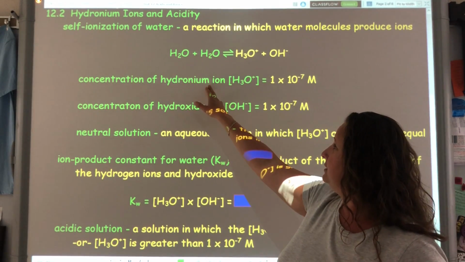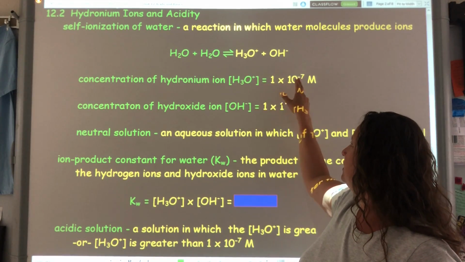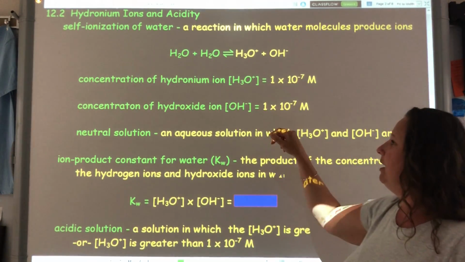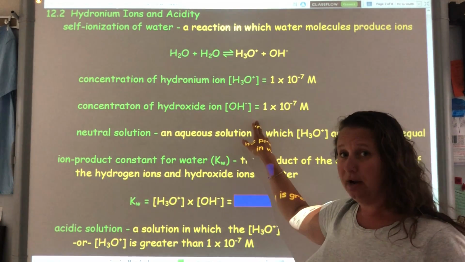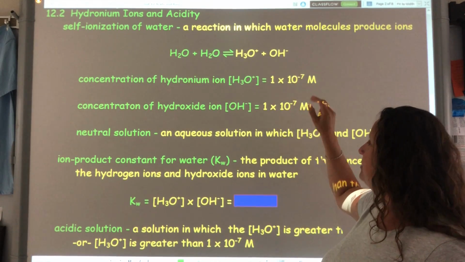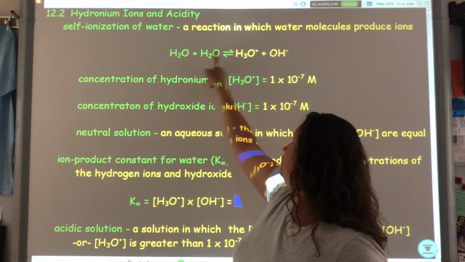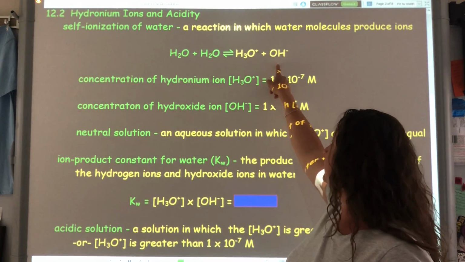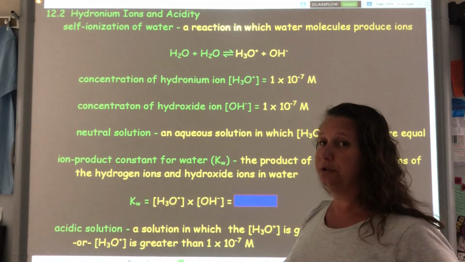If we look at what this says up here, the concentration of the hydronium ion is 1 × 10⁻⁷. Hopefully you guys can see that. And the same for the concentration of the hydroxide ion, 1 × 10⁻⁷. For every one water molecule that gets broken, we're creating equal proportions of hydronium and hydroxide ions, so it makes sense that those two concentrations are similar to each other.